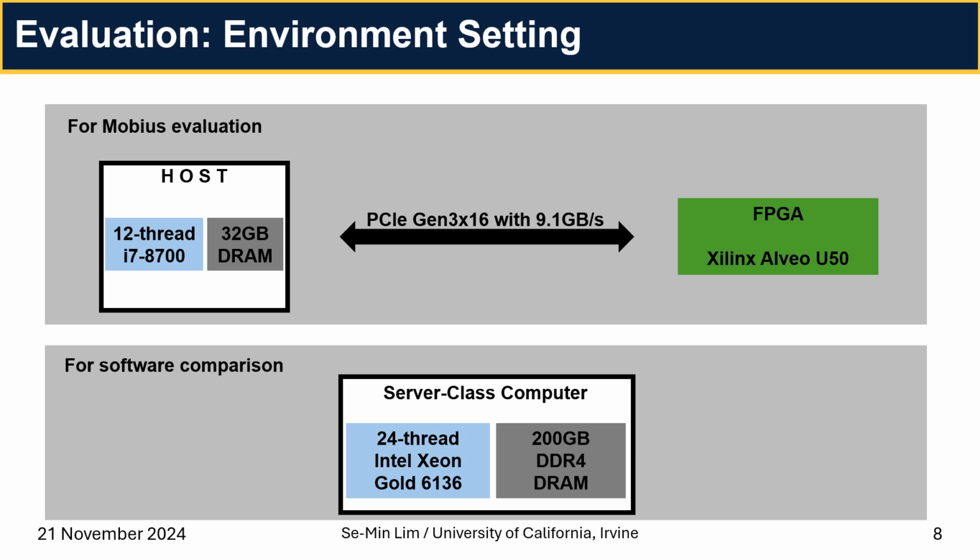Okay, then from now on, let me focus on our evaluation setting in the following results of Durin's prototype. We used the Xilinx U50 data center accelerator card plugged into a desktop-class computer with a 12-thread i7 8700 processor and 32 GB of DRAM. The FPGA card was plugged into the host machine via a PCIe Gen 3 x16 connection, where our framework was able to achieve a steady-state transfer rate of 9.1 GB per second. And for the software comparison, we used a much more powerful and costlier server-class computer with a 32-thread Xeon Gold 6148 processor.